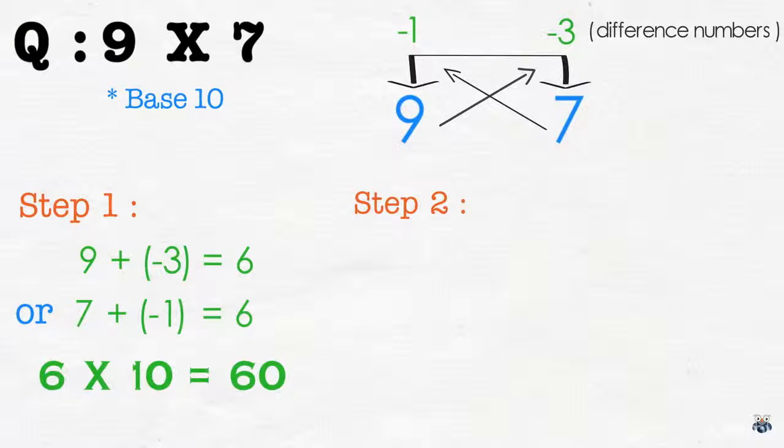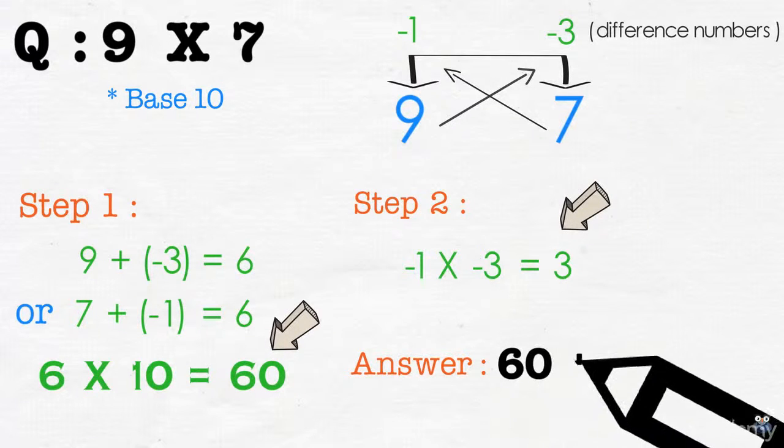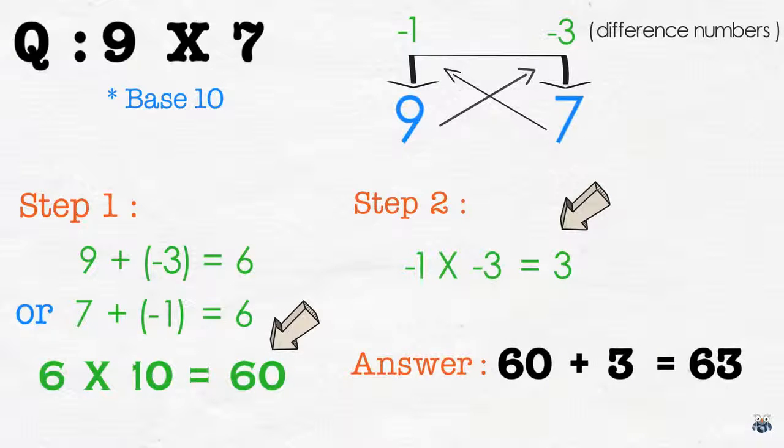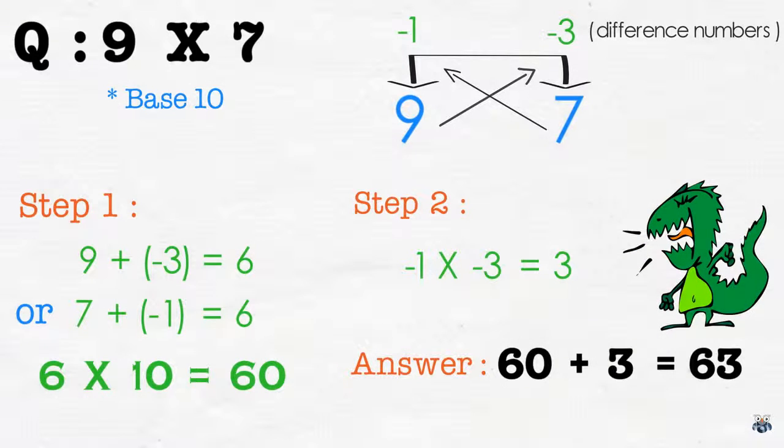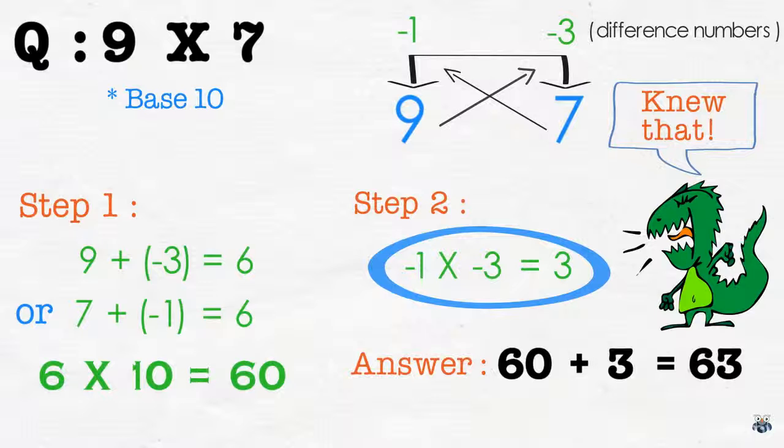We then multiply the two difference numbers. -1 times -3 is 3. And finally, we add both results. 60 plus 3 is 63, and this is our final answer. Now, many among you would have already known the answer due to your knowledge of the times tables. But in this example, we derived the result assuming that we only knew the times tables up to 5. The only multiplication we did was -1 times -3. Okay, not entirely true. We did multiply 6 and 10, but that was easy, right?